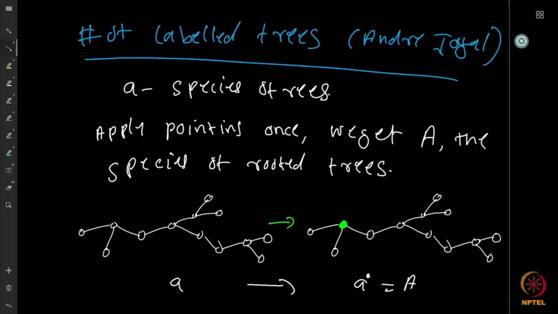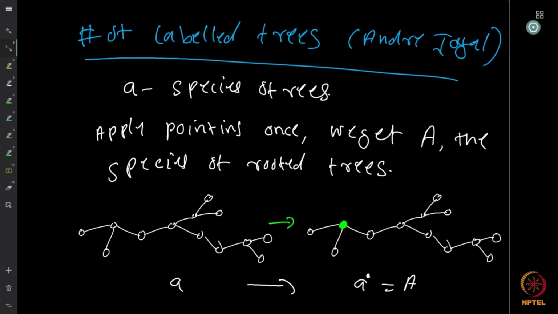Now we conclude this lecture with a very nice application to count the number of labeled trees, and this was given by Andre Joyal. We already counted the number of labeled trees in our course earlier using some techniques, and then we showed that it's actually n raised to n minus 2. So we are going to prove the same thing, but now using the species.